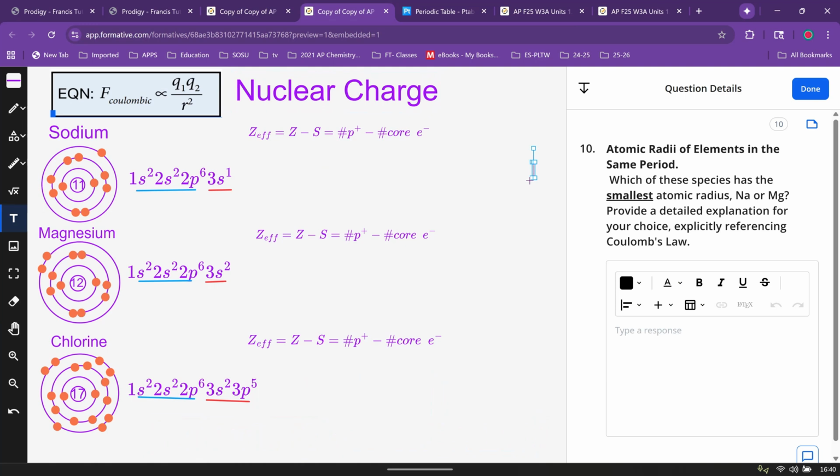All right, and so we look at sodium, and what we want to do is we want to see, first of all, that each of these atoms have the same number of energy levels. They each have 3 energy levels. We can see that in the Bohr model. We can see that in the electron configuration. And so we're not going to consider radius here as far as Coulomb's law, but the force of attraction between the nucleus and the valence electrons is going to affect the radius.